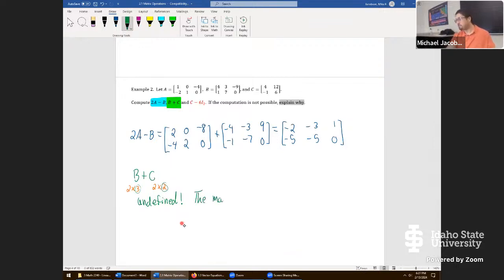The matrices are not the same size. So again, that's the problem right here. They have to both be 2 by 2 or both be 2 by 3, or these kind of operations are completely undefined. They belong to different vector spaces, in other words. Any questions at the moment with those two?